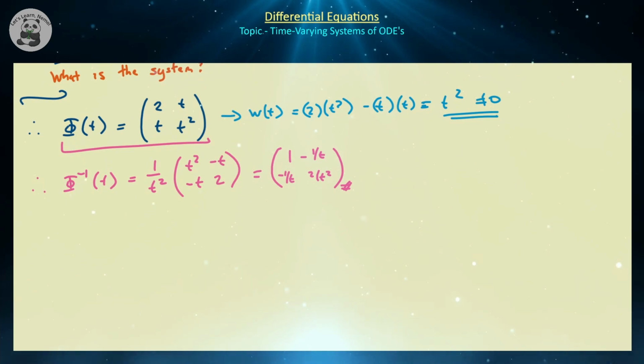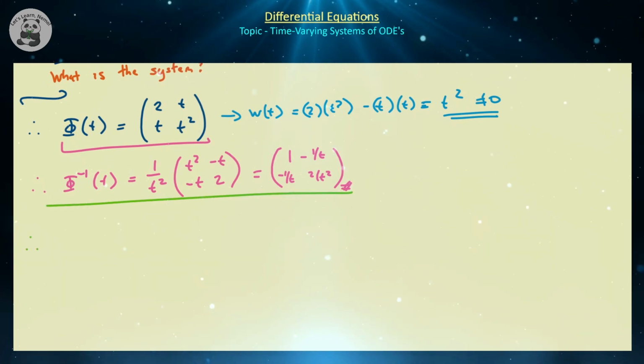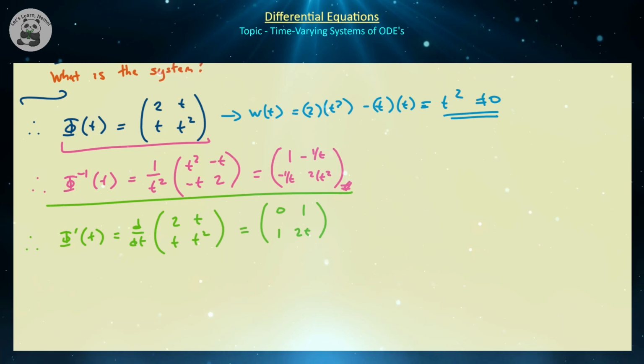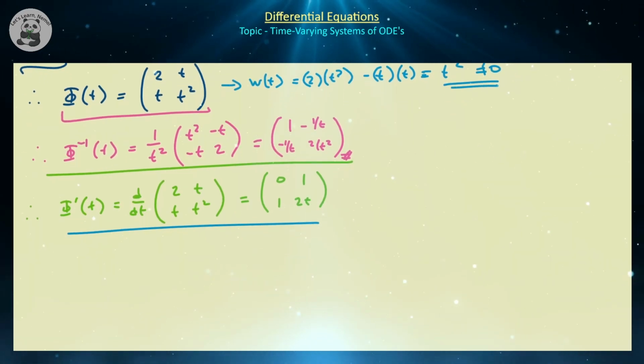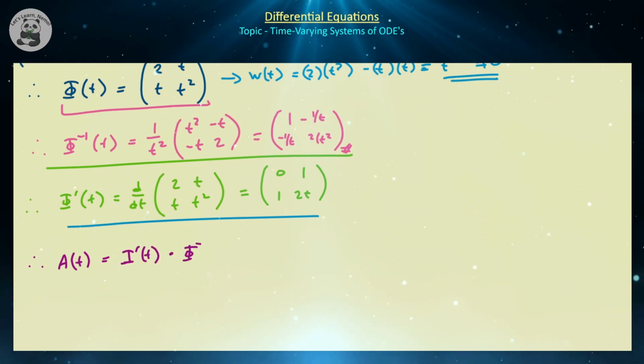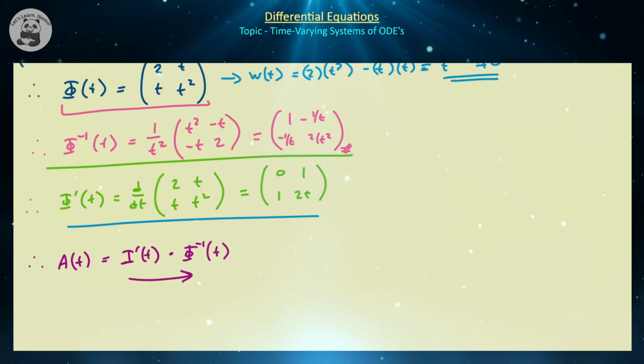So if that is the case, we also need to find the derivative of our fundamental matrix. So the derivative is just going to be equal to the derivative with respect to time of the variable matrix 2t, t, and t squared, which we know is just going to be equal to 0, 1, 1, and 2t. So once we have these two matrices, then we can reconstruct our system A. So again, A of t is going to be equal to our derivative fundamental matrix times the inverse of our fundamental matrix in that order. Keep in mind, matrices do not necessarily commute.